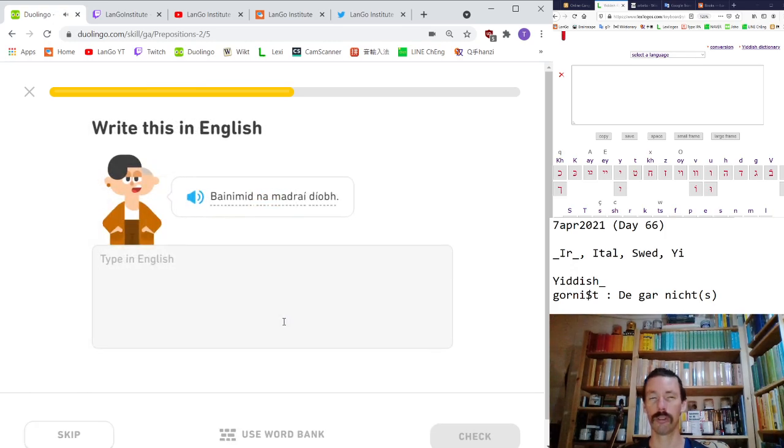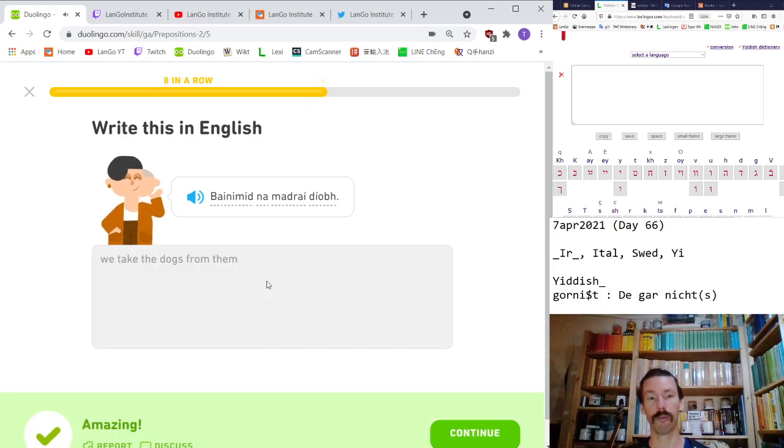Bainimid na madraí díobh. We take the dogs off them. We take the dogs from them. Since they're not clothing, I'm not sure what is meant. I've only seen this construction so far with articles of clothing. From them here.